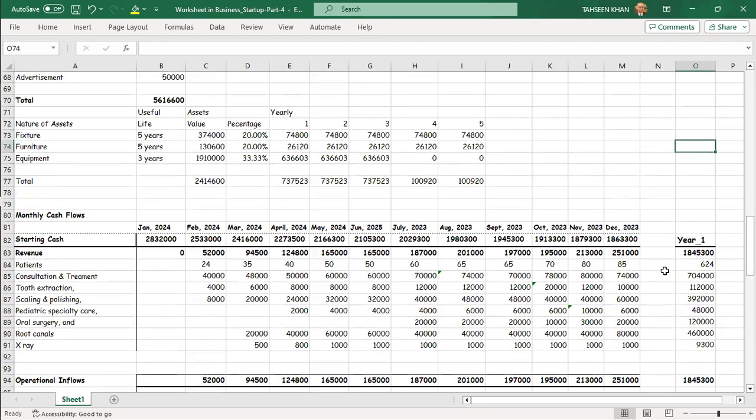Now, in the next video, we will develop the projections for 5 years and also apply the capital budgeting technique in order to assess the viability of the business.